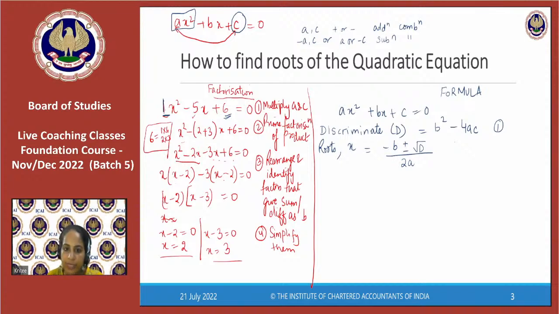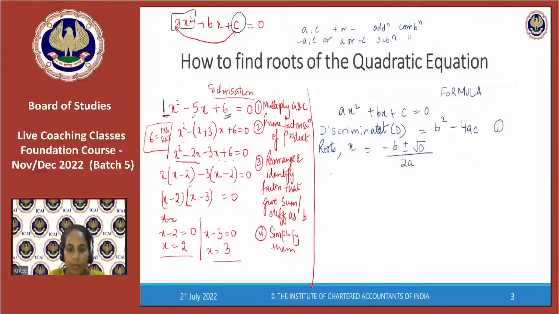Yes, discriminant. Thank you for correcting. Sorry, discriminant. Okay. Yeah, sorry. Correction done. Discriminant. Thank you so much, Karan. Okay. So root is equal to minus b plus or minus root D by 2a.